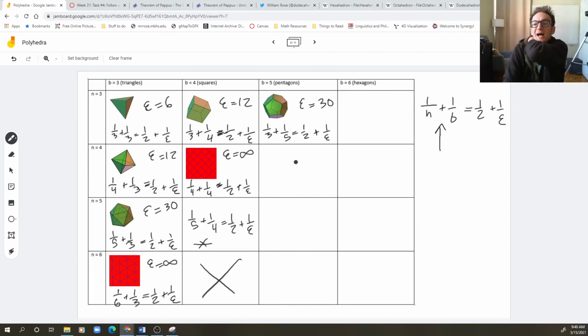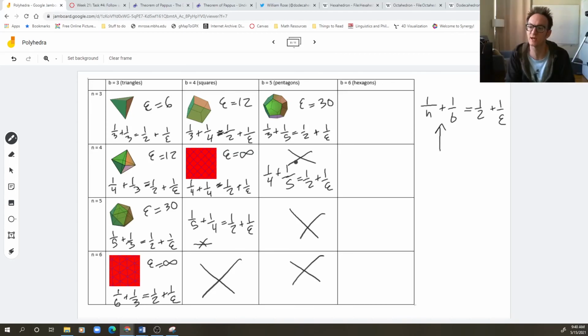Okay, and if you try to put pentagons with 4 meeting at a vertex, that's just not going to work. And so what do you get? You get 1/4 plus 1/5 equals 1/2 plus 1 over epsilon. And again, that's just not going to happen because the left-hand side is already less than a half. And so there's no solution. And as n gets bigger, the left-hand side just gets smaller and smaller. And so all of these are impossible.